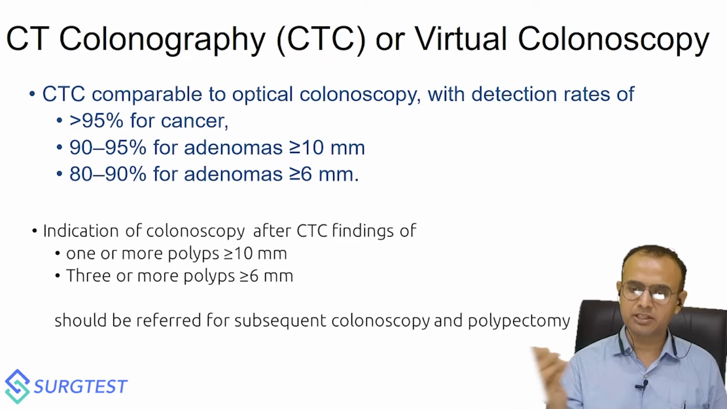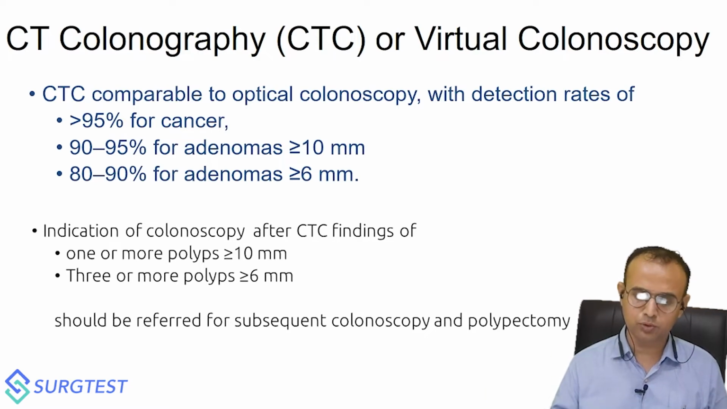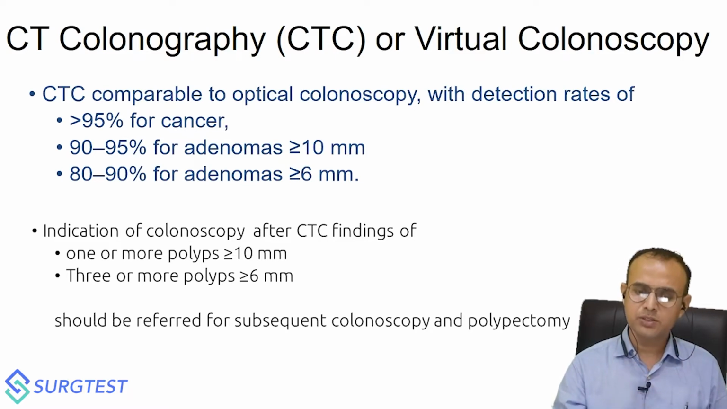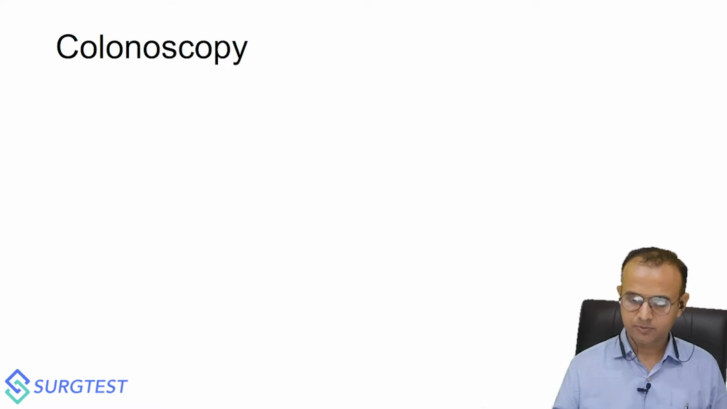So in which condition do we need a colonoscopy after CT colography? If there is one or more polyps more than 1 centimeter, we have to do the colonoscopy. If there are 3 or more polyps more than 6 mm, we need a colonoscopy. They should be referred for subsequent colonoscopy and polypectomy. If a polyp is more than 1 centimeter, even if it is just one, we have to do the colonoscopy. If it is more than 5 mm and less than 1 centimeter, with 3 or more polyps, we have to do colonoscopy, polypectomy and get the biopsy done.